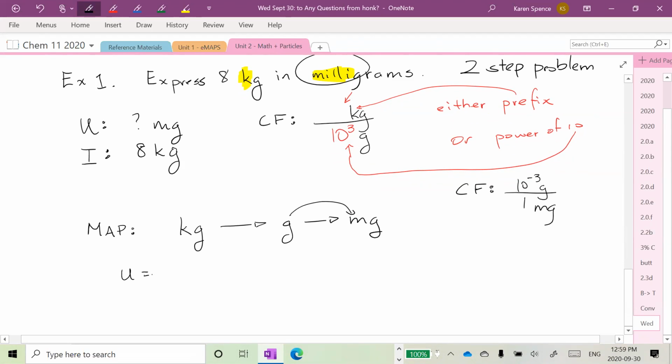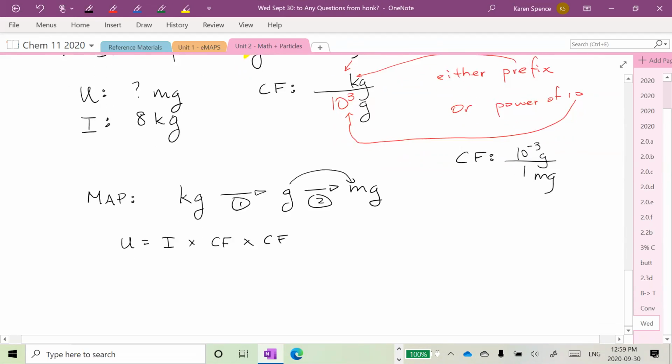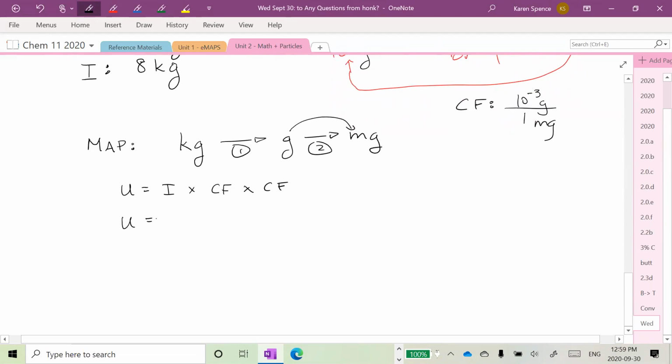Our unknown is equal to, it is a two-step problem. So it's going to equal our initial times 2 conversion factors, conversion factor, conversion factor. And that gives us, our initial quantity was 8 kilograms, times line, times line. Don't fill in anything yet, just write your lines. What do you fill in next? After you've drawn your lines, you fill in the units. Yay! Okay, good. So let's do that.